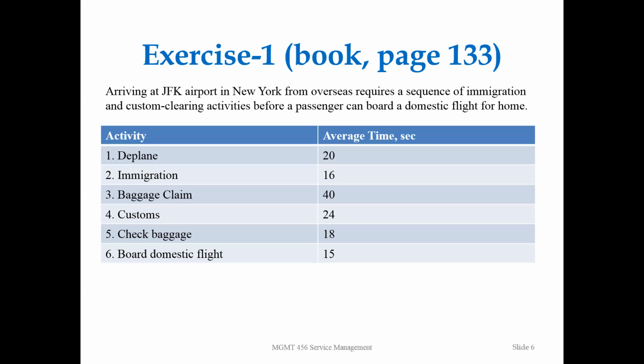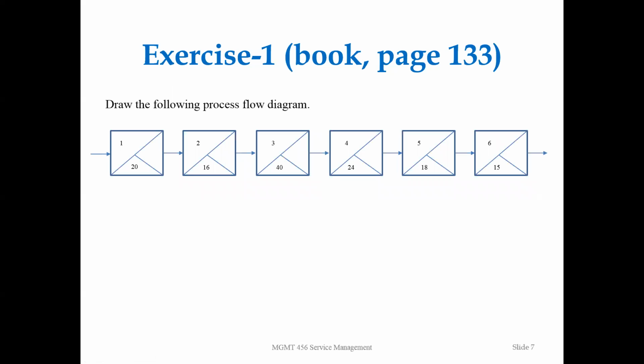So let's do this. First of all, let's do the original flow chart. It's a very simple flow chart. 6 different activities. That means I have 6 different rectangles. Each one represents one activity. So 1, 2, 3, 4, 5, 6. On the bottom, lower part shows the cycle time for each activity. It's a copy paste from the previous table. So activity 1, cycle time 20 seconds. Activity 6, cycle time 15 seconds.